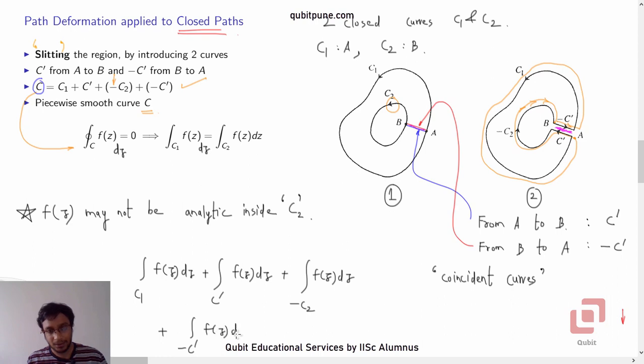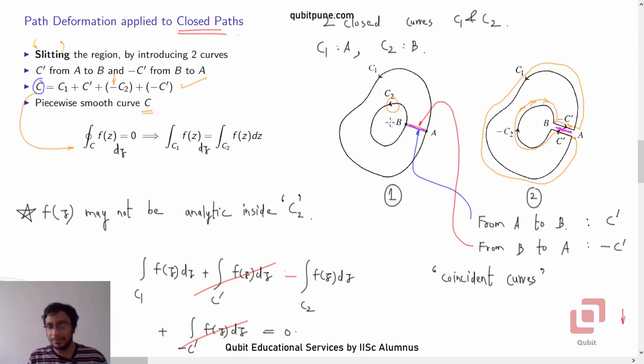Now due to the sense reversal property, these two integrals automatically get cancelled, and this integral will then acquire a negative sign. And then when you shift this to the other side, you get the relation: integral of f of z with respect to z along C1 is equal to integral of f of z with respect to z along C2.